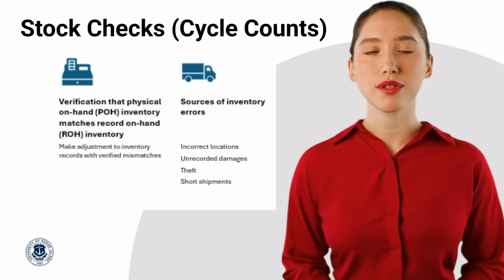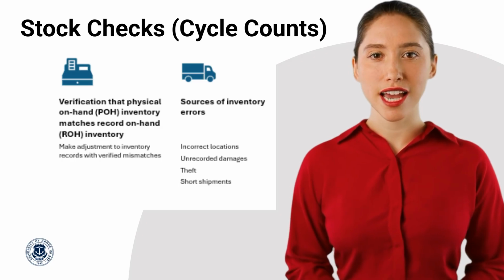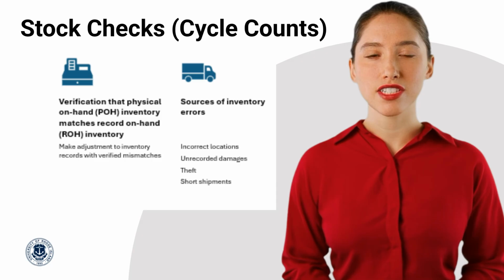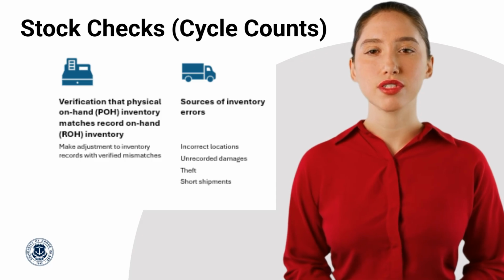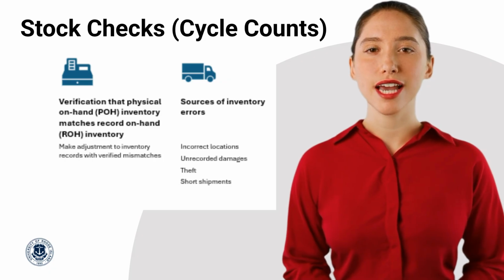Stock checks, also known as cycle counts, verify that physical inventory matches system records. Errors may occur due to incorrect locations, unrecorded damage, theft, or short shipments. Accurate inventory is essential for reliable forecasting and purchasing.